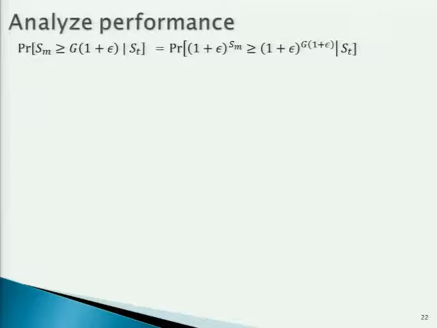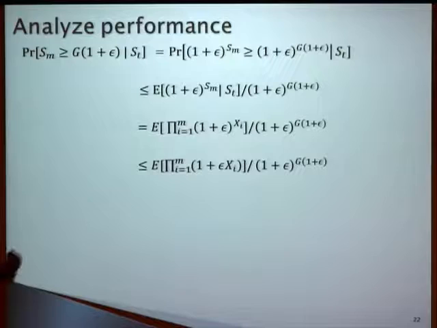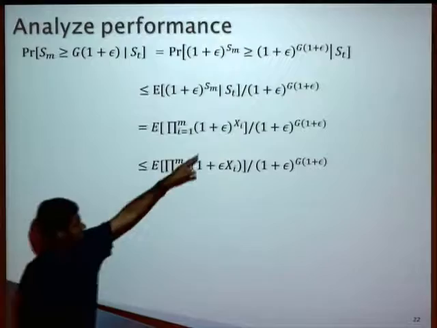So the standard way to analyze this is the following. You take this probability and you exponentiate both sides. You raise it to the power of 1 plus epsilon, and you apply Markov's inequality in that step. And in this step, I'm just saying that S_m is the sum over all x_i. This step is based on convexity, that the exponential function is convex, so I can bring the exponent as a product here, basically.